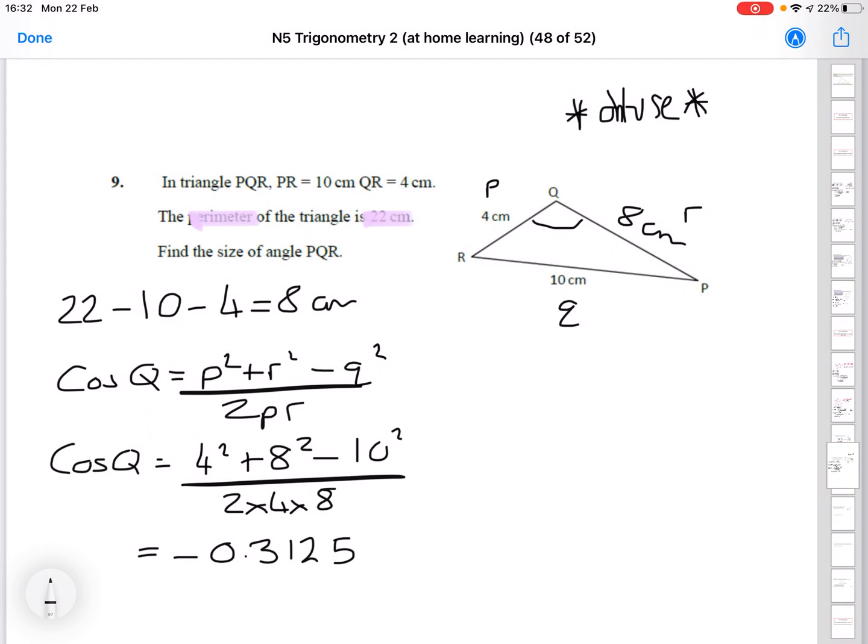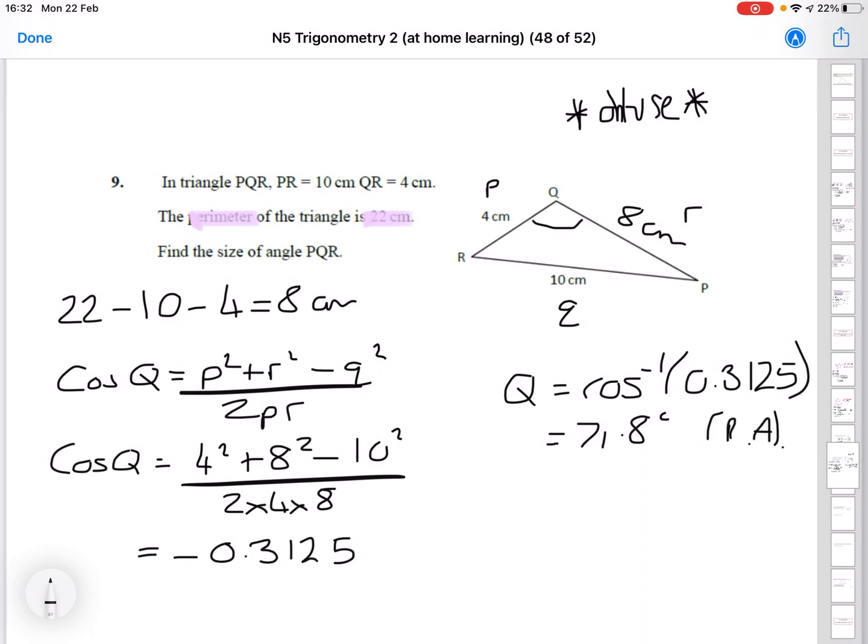So when we work out what Q is, we're going to do inverse cos of just the positive value, so 0.3125. So we get an answer of 71.8 degrees. So that would be your related angle. So to find angle PQR, we would need to do 180 minus that related angle.